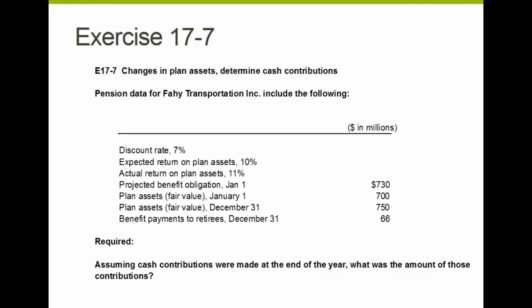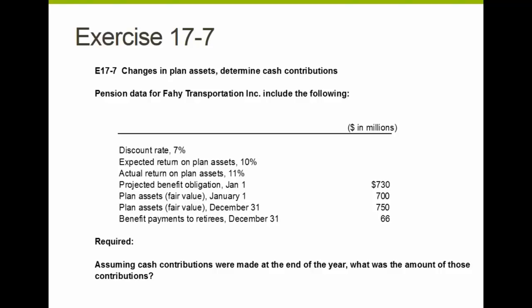Let's go through another problem here. What we're looking for is, assuming cash contributions are made at the end of the year, what was the amount of these contributions? So we have a discount rate. We have the expected return on plan assets of 10%. The expected return on plan assets is going to be based upon the beginning balance of our plan assets. The actual return is, again, based upon the beginning balance of our plan assets. The difference between the expected and the actual is going to go to other comprehensive income.